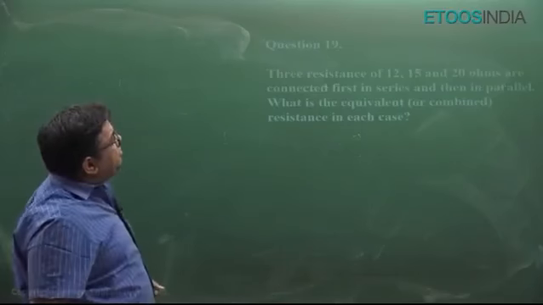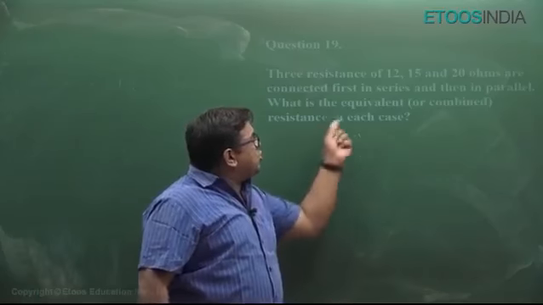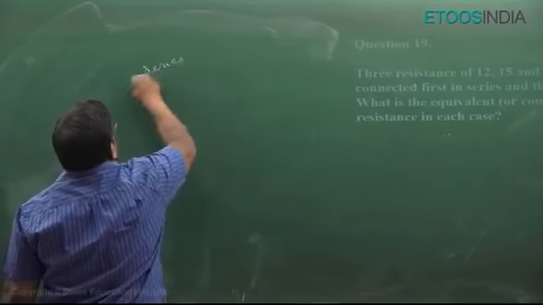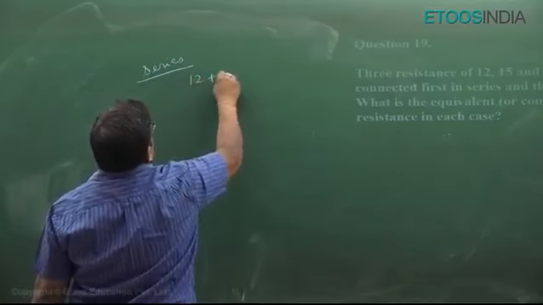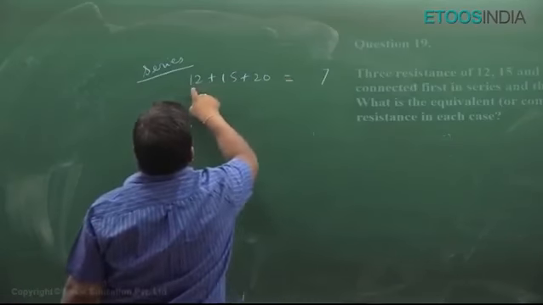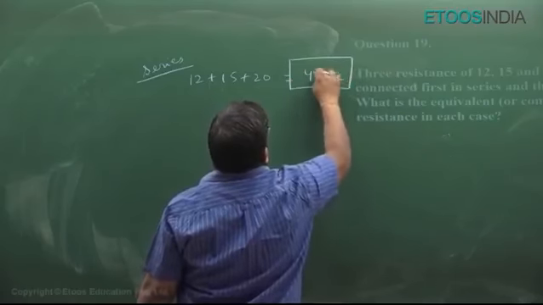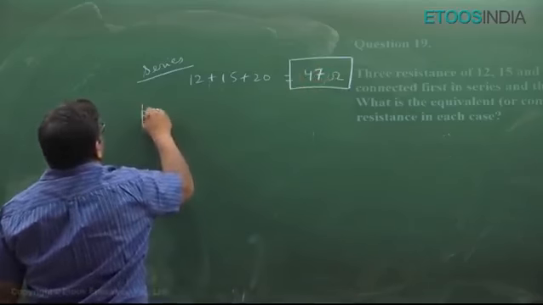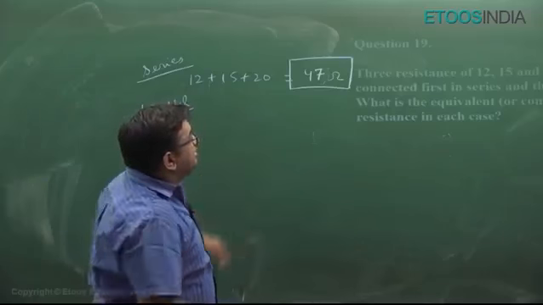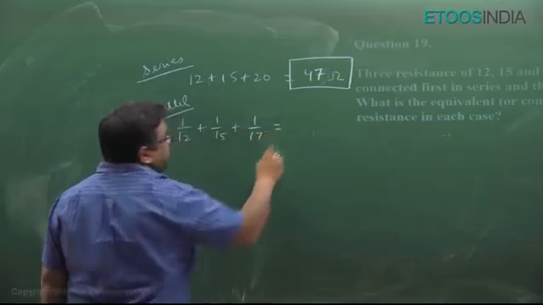Three resistors of 12, 15 and 20 ohms are connected first in series and then in parallel. What is the equivalent resistance in each case? So first of all, let's see the series combination. In series it will be 12 plus 15 plus 20. The answer will be 47 ohm. For the parallel combination, 1 upon 12 plus 1 upon 15 plus 1 upon 17.